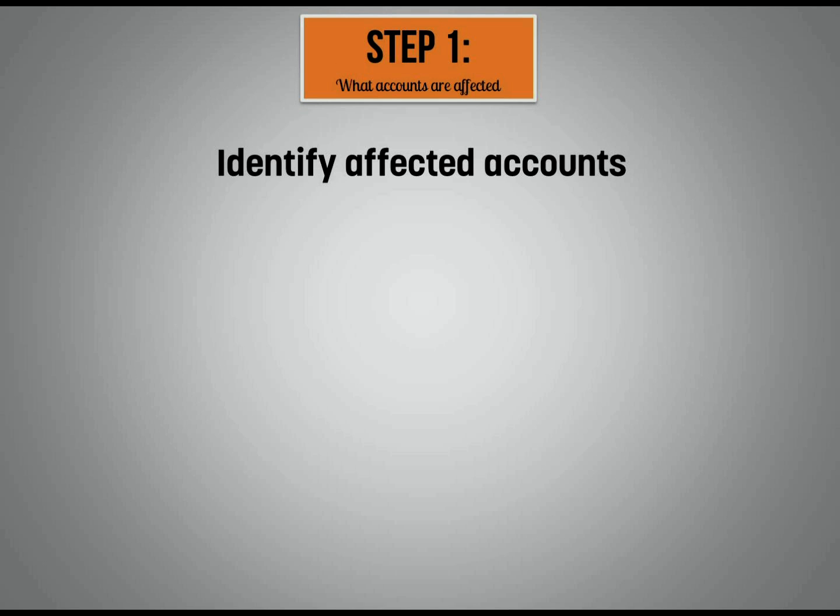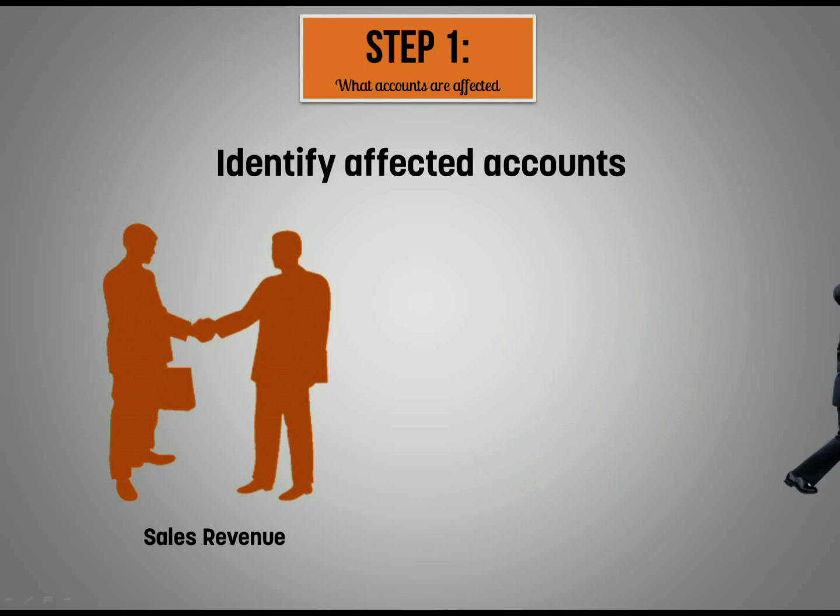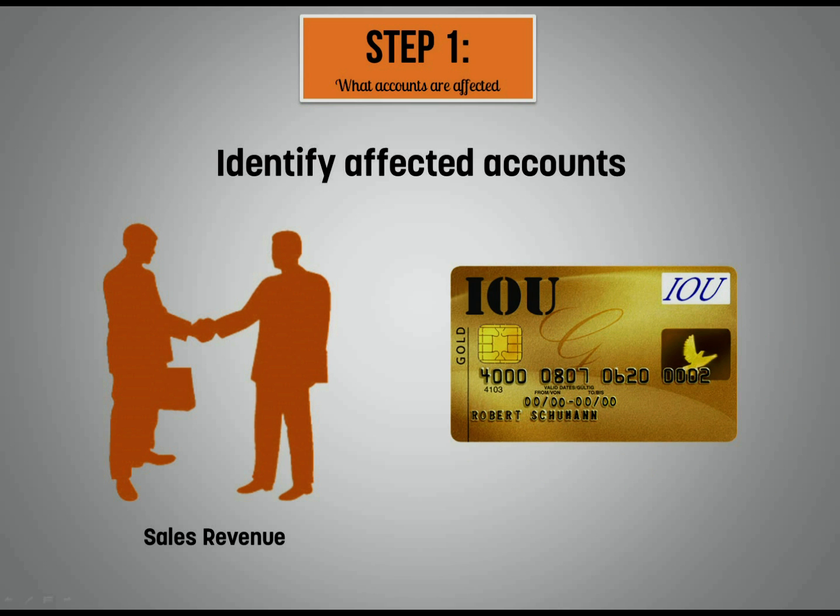For example, if a company makes a sale and receives cash, this means that the affected accounts are sales revenue and cash. Though if a customer paid on credit, the affected accounts would be sales revenue and accounts receivable, because they have not yet received payment. While the difference does not impact net assets, the distinction is essential.